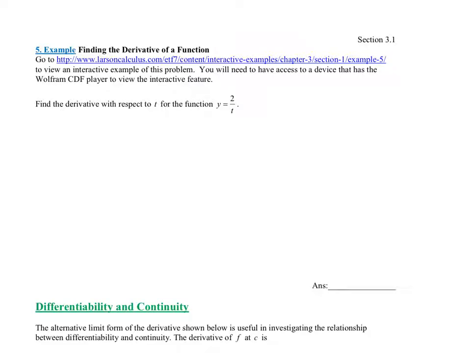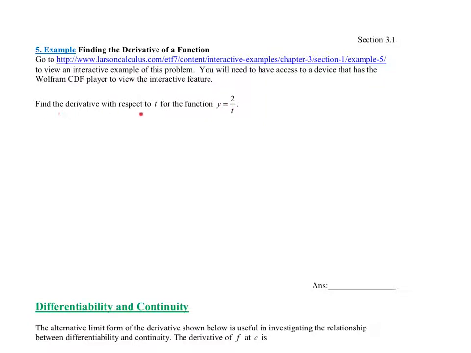Example 5 is on finding the derivative of a function. Again, this is one of those interactive examples, so if you're a visual learner, I highly encourage you to download the Wolfram CDF player, download this file right here, and then open it inside the Wolfram CDF player to visually see what is going on. You don't have to do that to find the answer to the problem though.